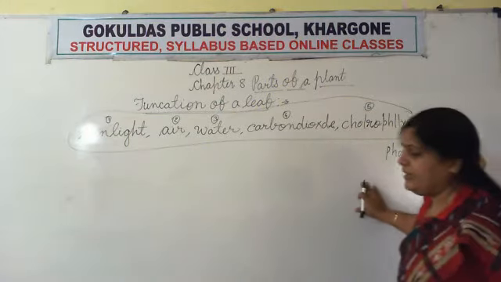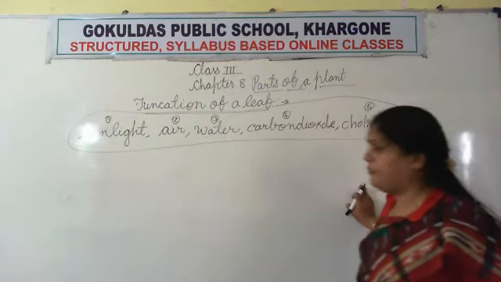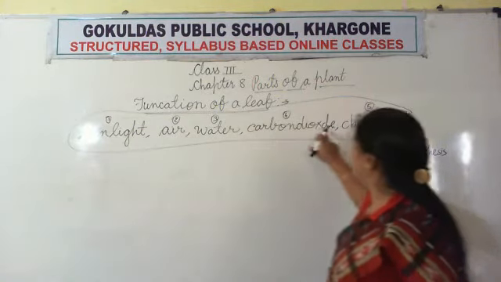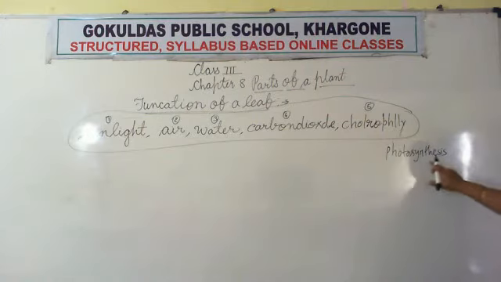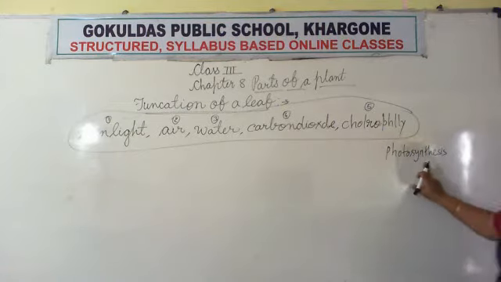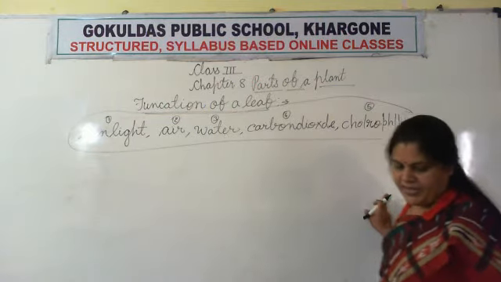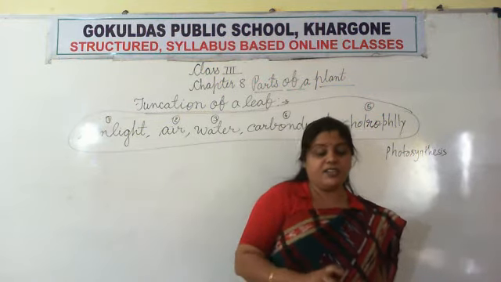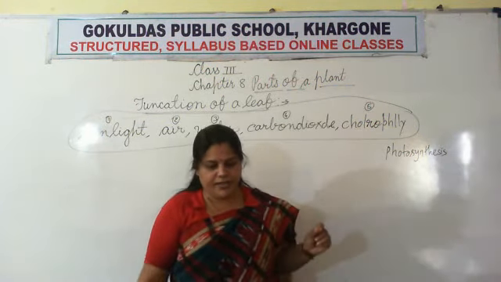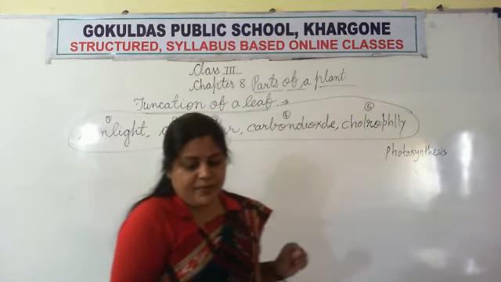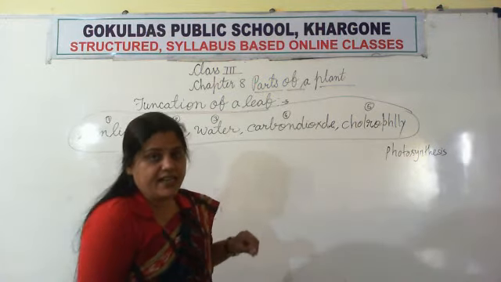When leaf will make the food, leaf will prepare the food for the entire plant by using sunlight, air, water, carbon dioxide, chlorophyll. The name of that process is photosynthesis. Right? So we can say that leaf is the kitchen of the plant. Okay, now we will discuss how leaf will prepare the food. What is the entire process?